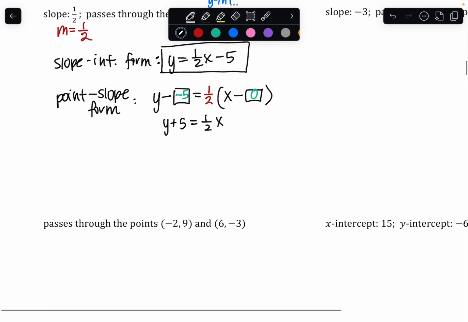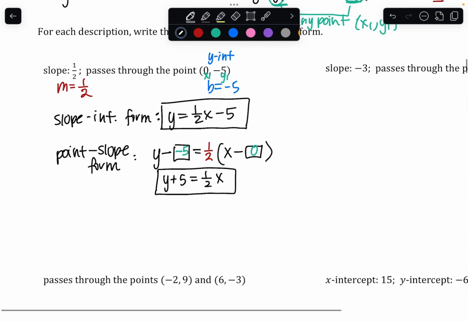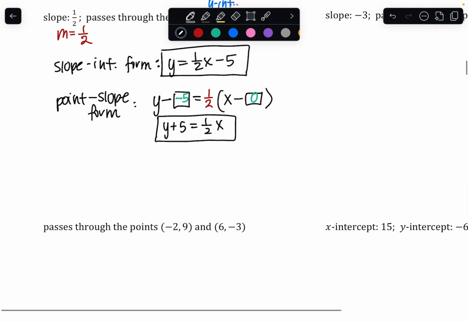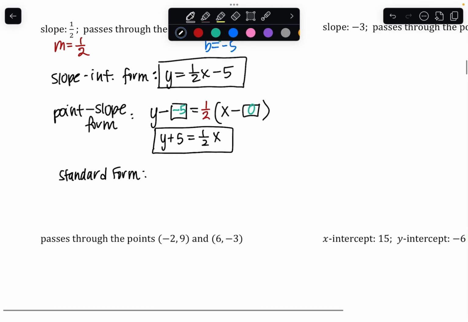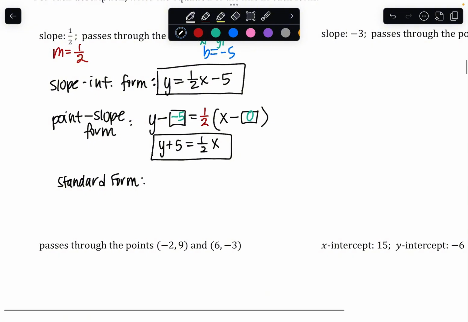Okay, and so that's our point slope form. And then lastly, we need standard form. To convert to standard form, we don't usually do that, but it's worth doing for when we get to systems. I start with slope-intercept form.